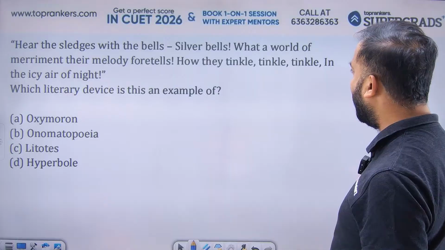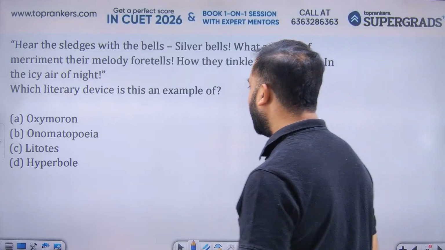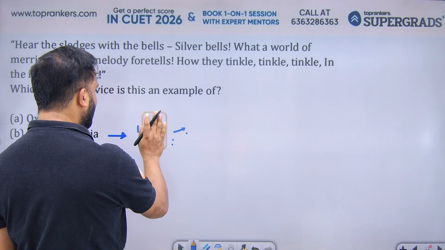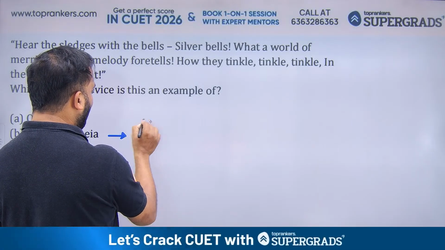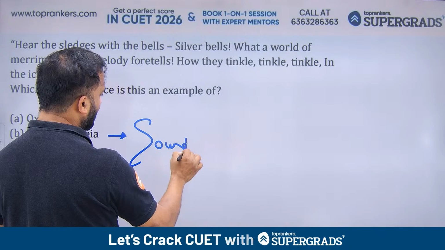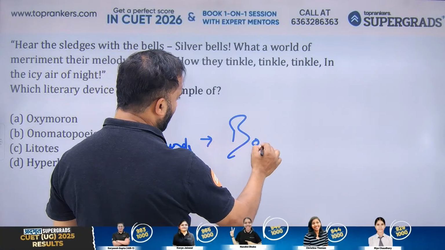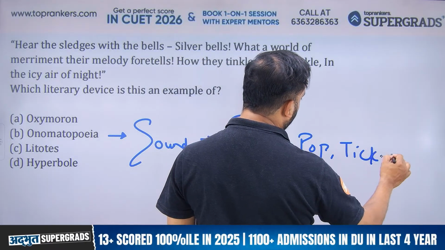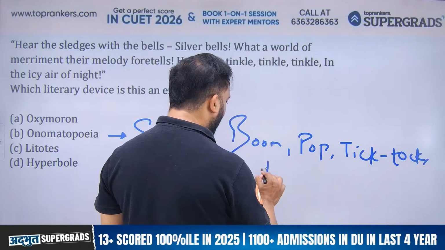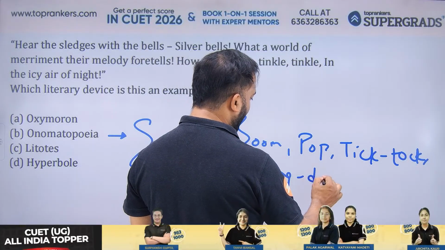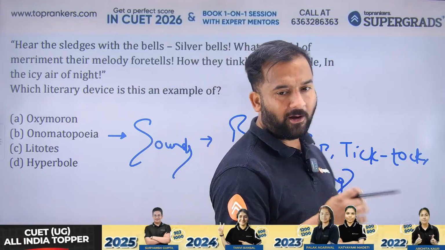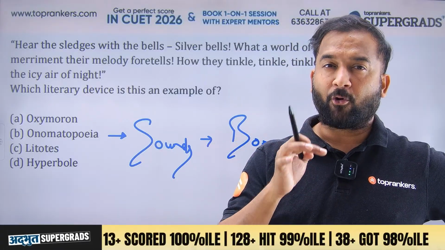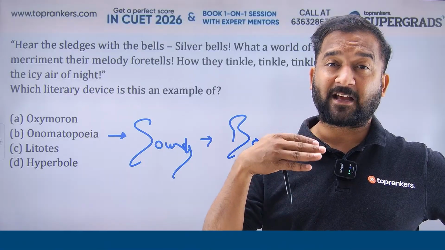Here the sledges with the bells, silver bells, what a world of merriment. So onomatopoeia क्या होता है? Onomatopoeia are sounds. Basically the words that are made by the sounds they produce. Like boom, pop sound, tick tock of clock, ding dong of bell. So these are all examples of onomatopoeia. Words that are words because of the sound they produce.